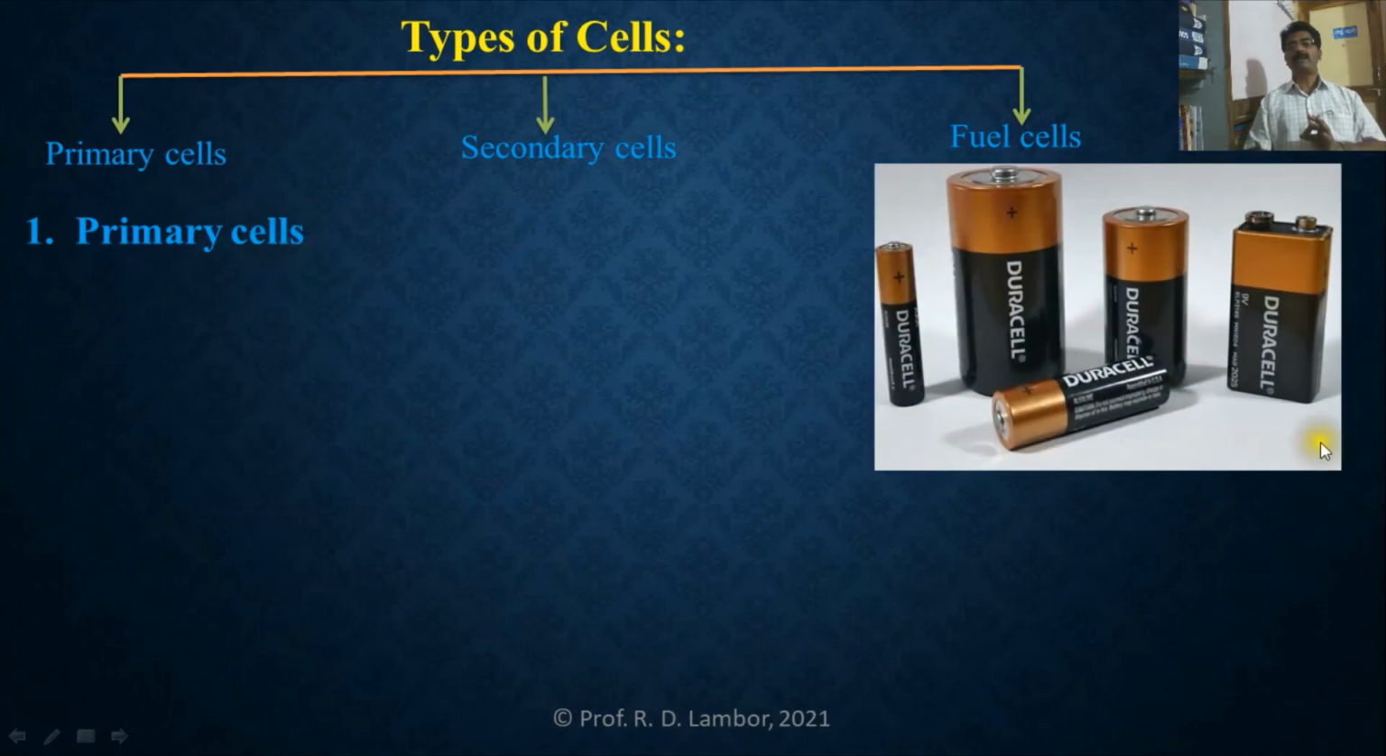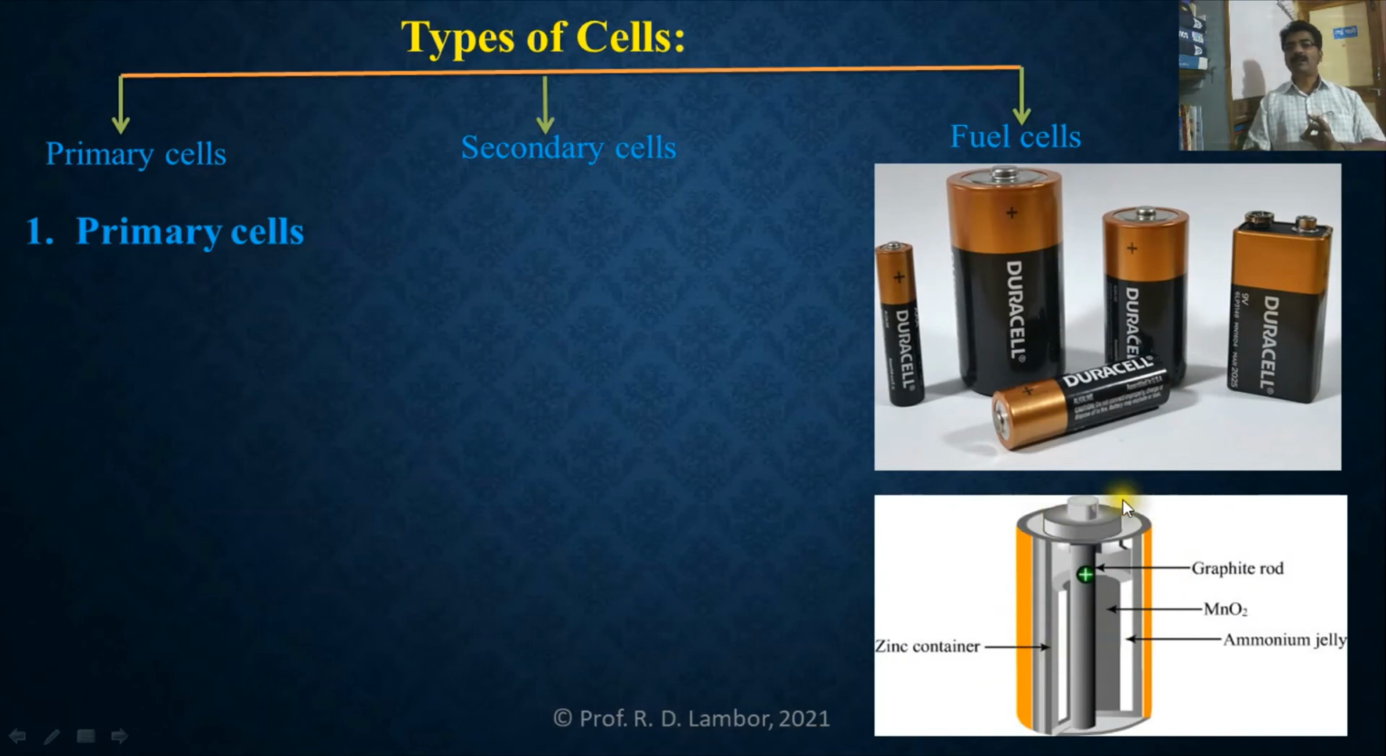Primary cells which are available in the market look like this. These are nothing but the dry cells. Also, this is the internal structure of a primary cell. This one is the graphite rod acting as a positive electrode. After that, manganese dioxide powder is there, ammonium chloride jelly is there, and all of that is filled in a zinc container. So this is the internal structure of each primary cell.